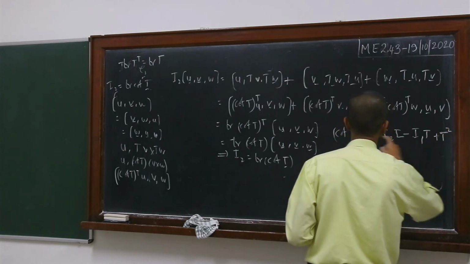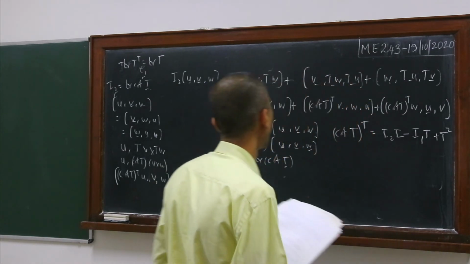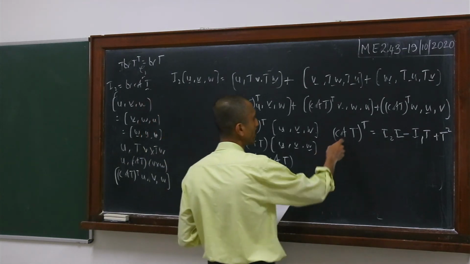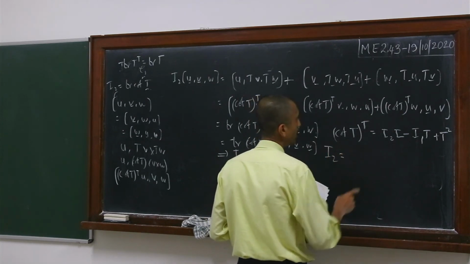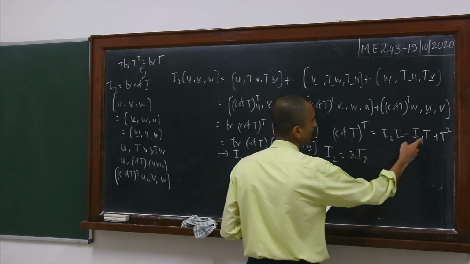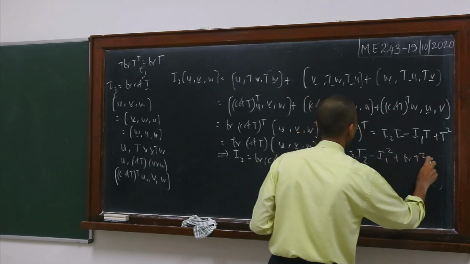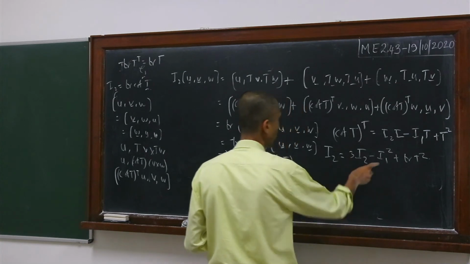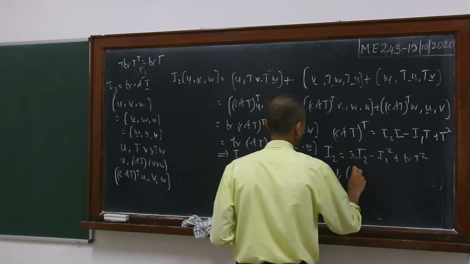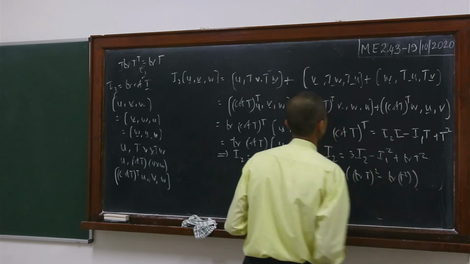So take the trace on both sides of this particular expression here. Then, using the linearity of the trace, this will give you I2. Then this will be I2 times trace of identity, so this will give me 3 times I2. Then this will give me minus I1 square plus trace of T square. So if you simplify this, what you will get is that I2 is equal to half of trace of T square minus trace of T square.